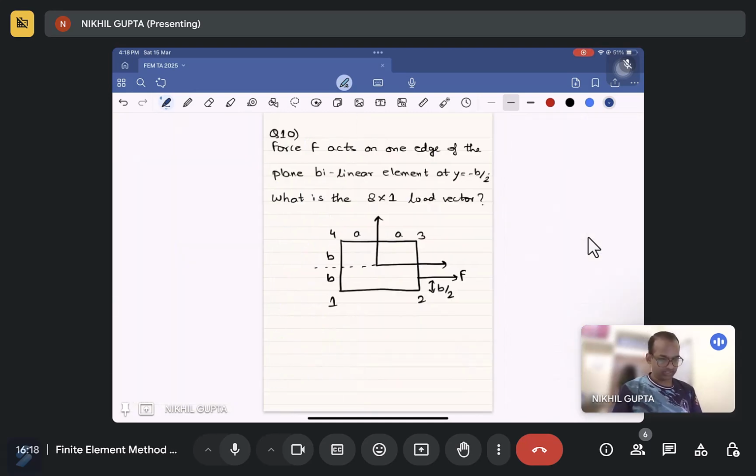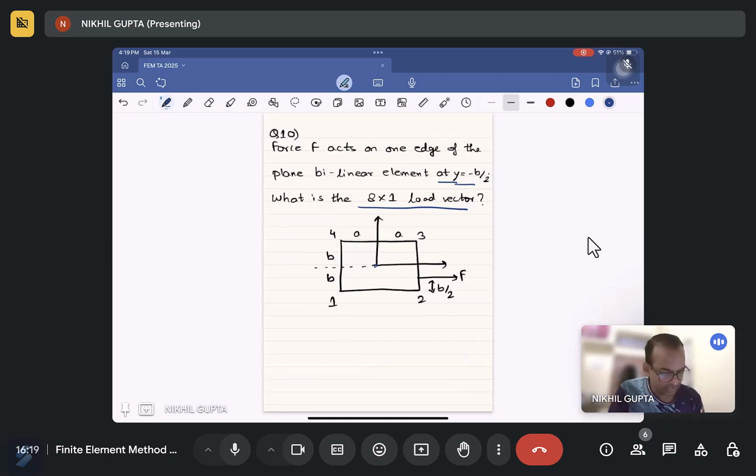So let's start with another question. Here we have to distribute the load. Okay, let's solve this problem. The problem says the force F acts on one edge of the plane bilinear element at y equal to minus b by 2, which is this. This is 0, 0. This is minus b by 2. What is the 8 cross 1 load vector? So you have to distribute this load on the nodes. So let's start solving the problem.